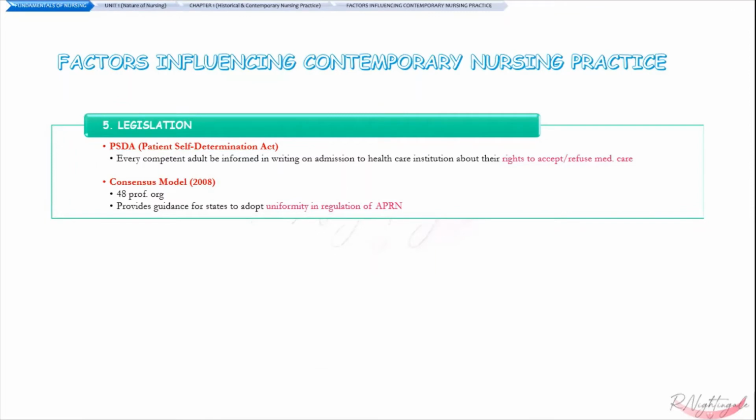For example, the Patient Self-Determination Act, or the PSDA, requires that every competent adult be informed in writing on admission to a healthcare institution about his or her rights to accept or refuse medical care and to use advance directives. This is very important before you admit a patient. They must know their rights to accept or refuse medical care.